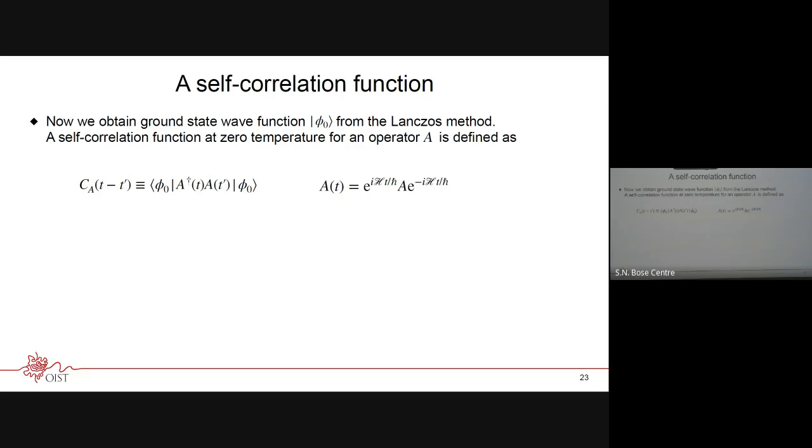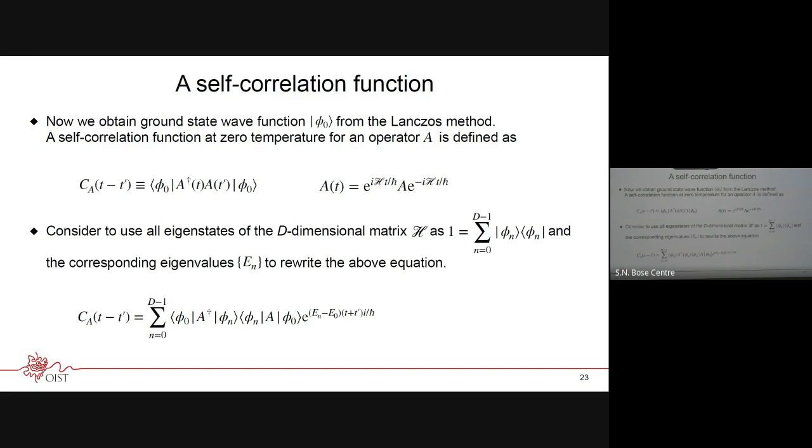So this is the operator A, and this is described by the Heisenberg representation, as shown here. We should consider using all eigenstates of the D-dimensional matrix Hamiltonian, and if we got these eigenvectors, everything, then we can write this equation here. So one equals the sum of phi n and the bra phi n state. And now En is the corresponding eigenvalue of these eigenstates of the original D-dimensional matrix.